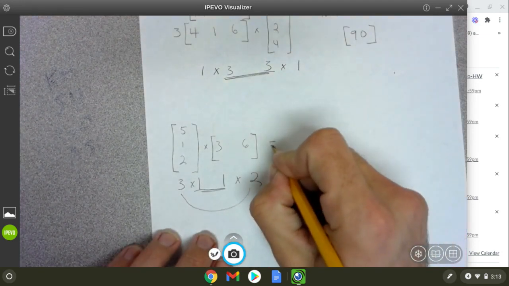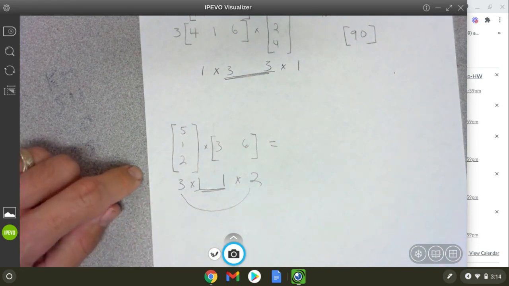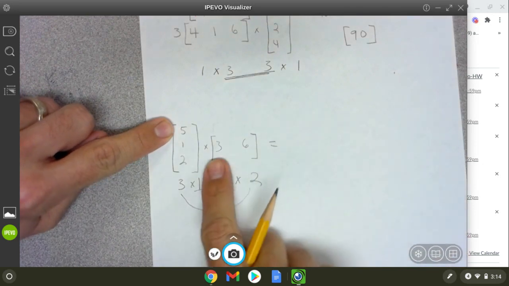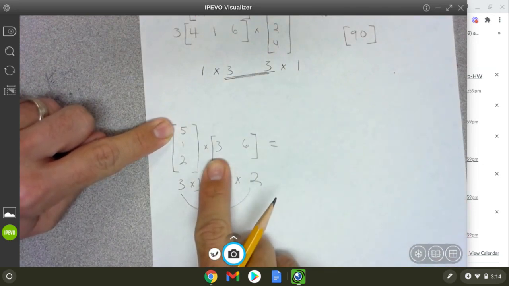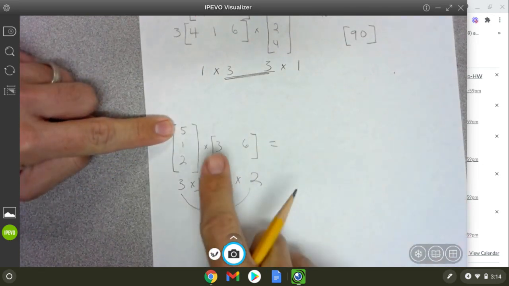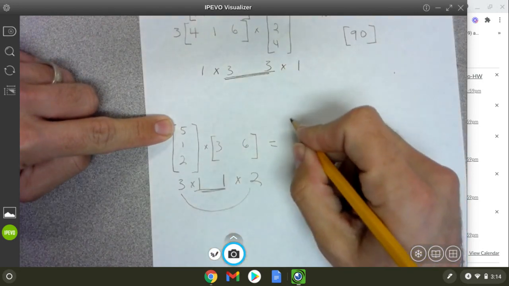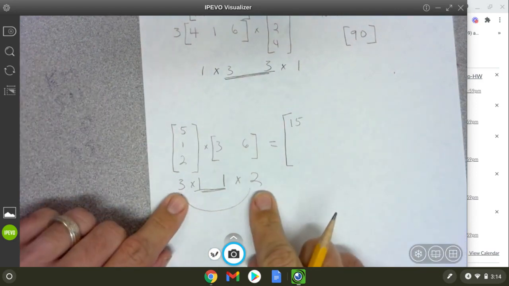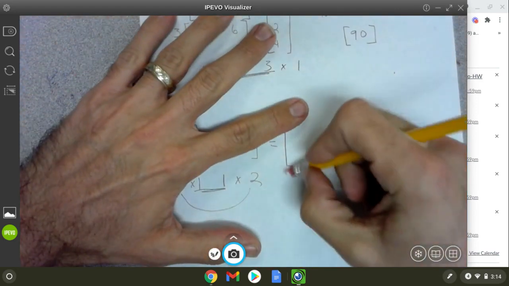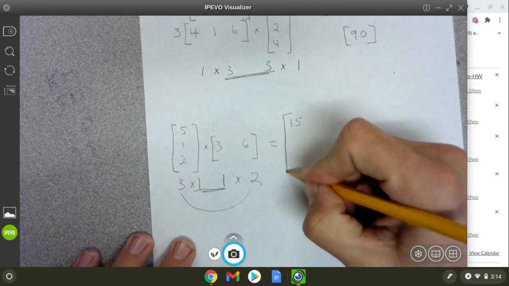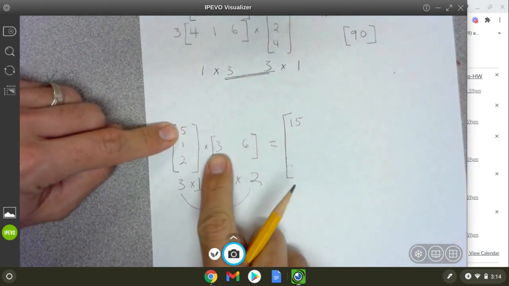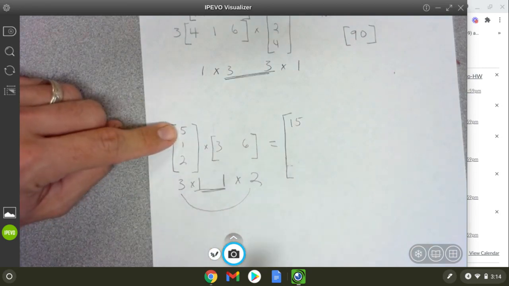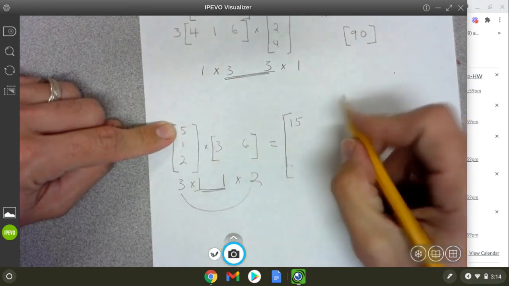All right, so we're going to do the rows of this matrix times the columns of this matrix. So it's going to be row 1, column 1, which is just 15. I'm going to go ahead and write it. This is a 3 by 2 that we're going to wind up with. So I'm going to go ahead and draw my 3 by 2 here. So my first answer is 15. My next one is going to be row 1, column 2. That's 30.